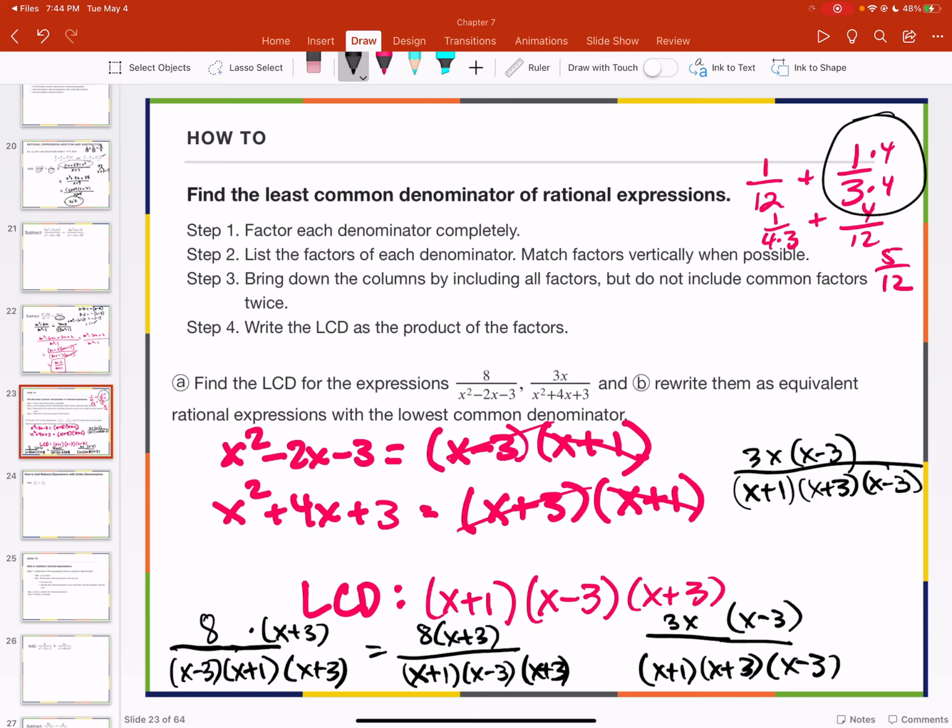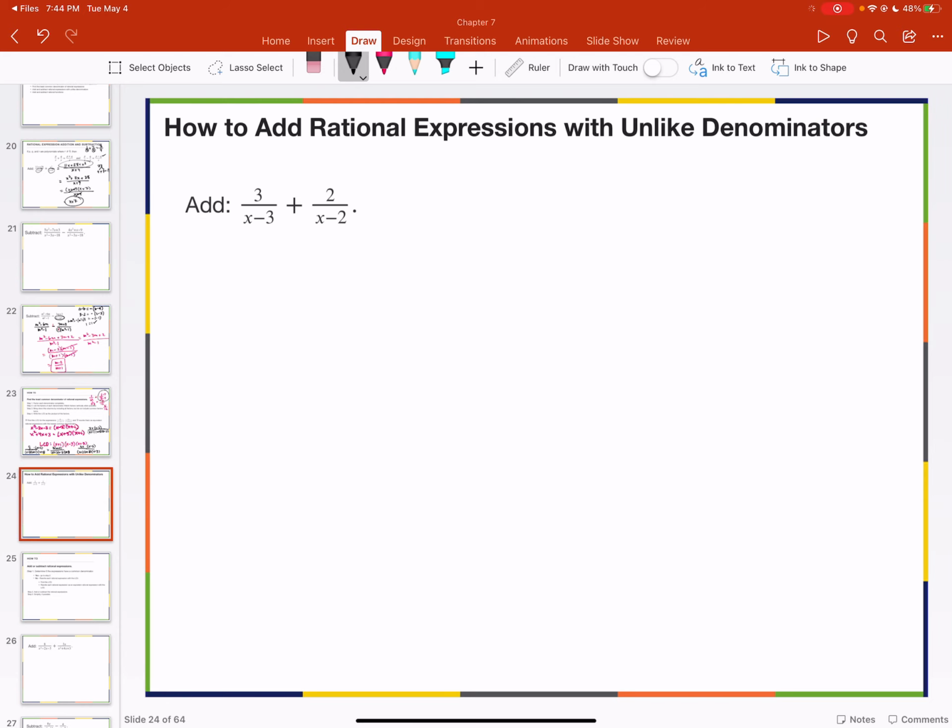Okay, so how do we add these rational expressions with unlike denominators? We see if there are any common factors and we keep those, and we find the LCD, and then we multiply top and bottom of each rational expression, and then we combine them. So in this case here, what would be my LCD? x minus 3 and x minus 2 are already in factored form, so you can't factor them any further, so it's just going to be the product of the two.